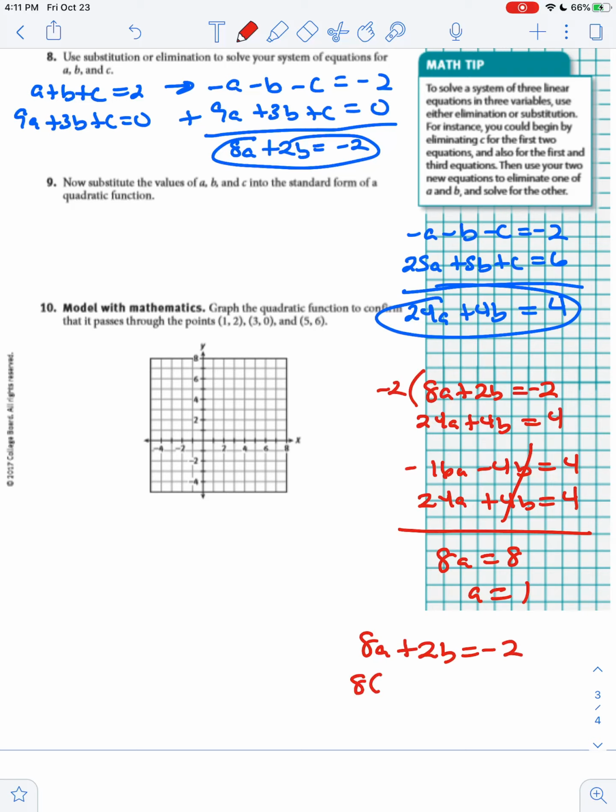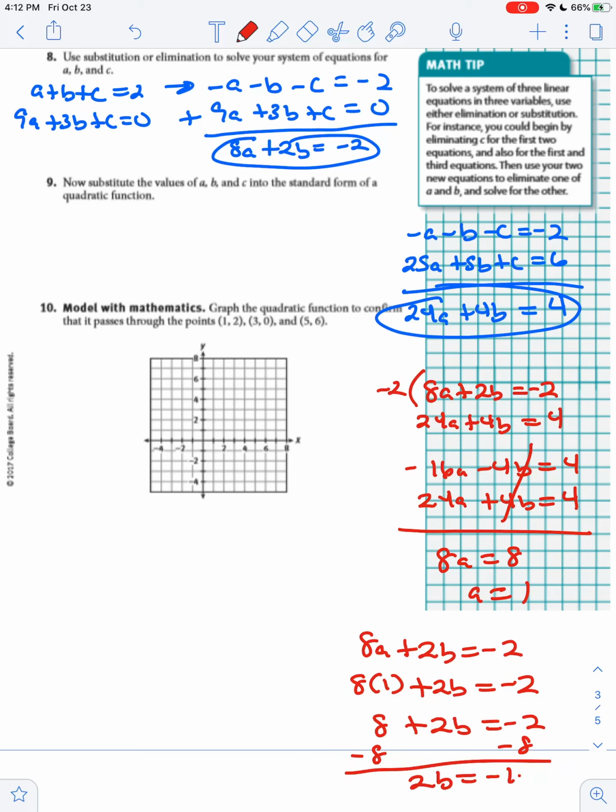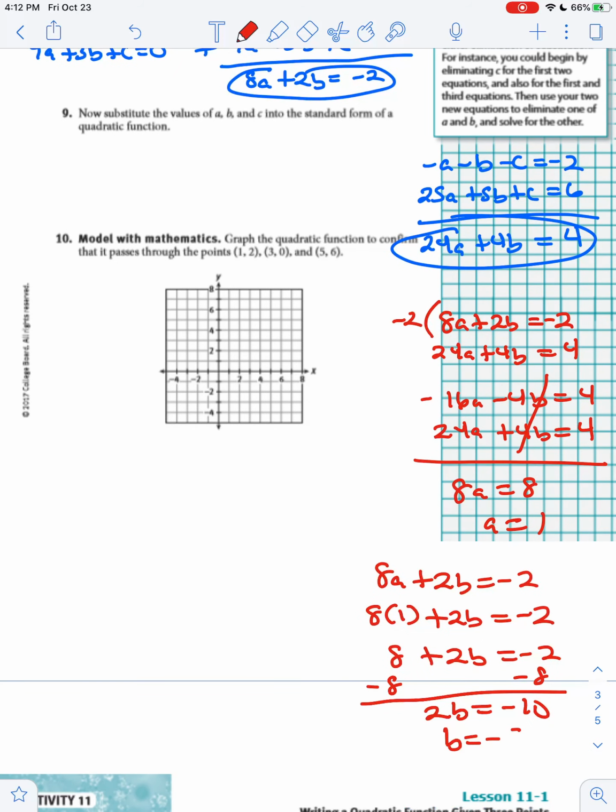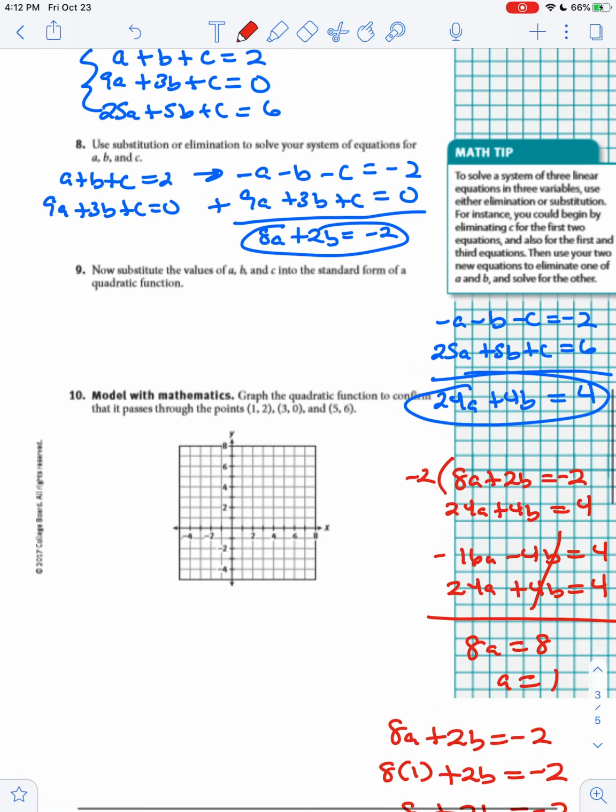So if I take a as 1, so if I use the 8a plus 2b equals negative 2, but I let a be 1, 8 times 1 plus 2b equals negative 2. 8 plus 2b equals negative 2, minus 8. 2b equals negative 10. So b equals negative 5. Okay, so now I have the a and the b. And the last thing we would do is plug them back in to get the c.